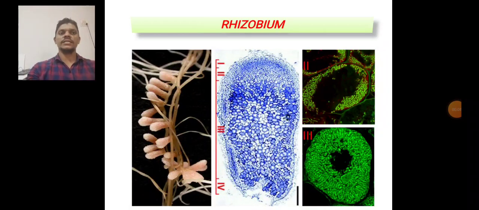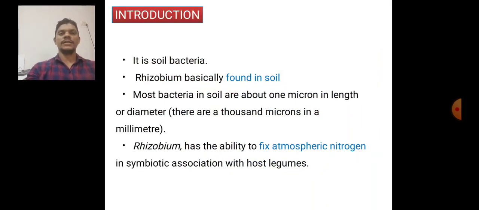This video discusses the rhizobium. The introduction of the rhizobium: it is a soil bacteria. Rhizobium is basically found in the soil. Most bacteria in soil are about 1 micron in length and diameter. There are thousands of microns in a millimeter. The rhizobium has the ability to fix atmospheric nitrogen in symbiotic association with the host legumes.